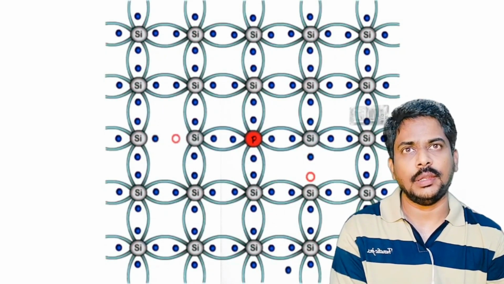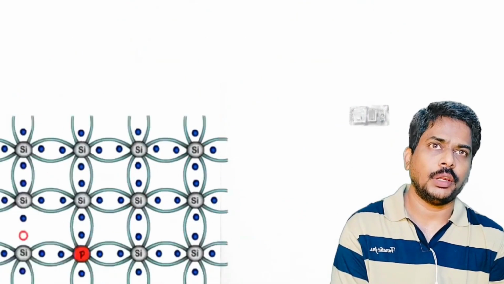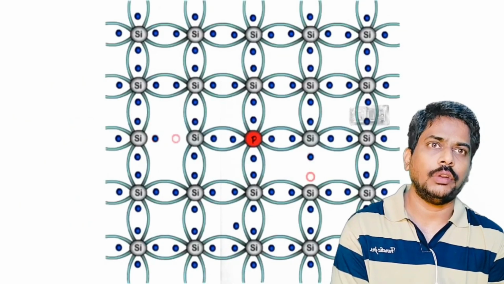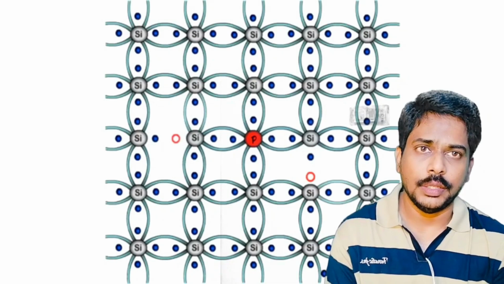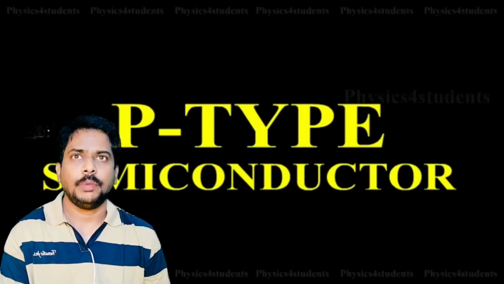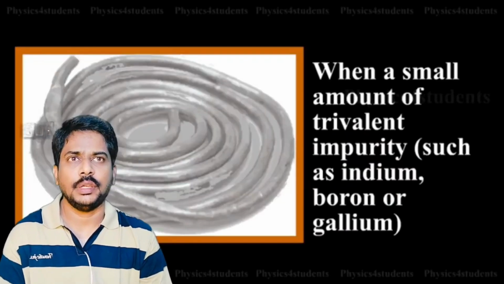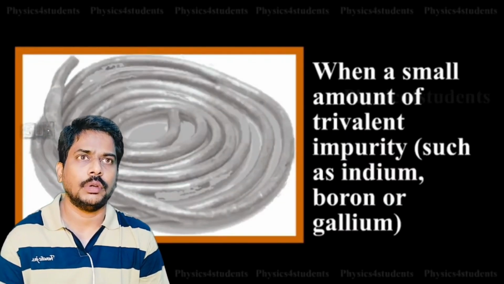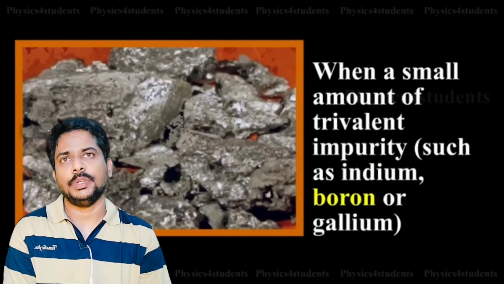This is how I can increase the conductivity of the pure semiconductor by adding either trivalent or pentavalent substances to the tetravalent substances like silicon and germanium. Coming to the p-type semiconductor, when a small amount of trivalent impurity such as indium, boron or gallium is added to the semiconductor material, then the resultant material formed is p-type material.